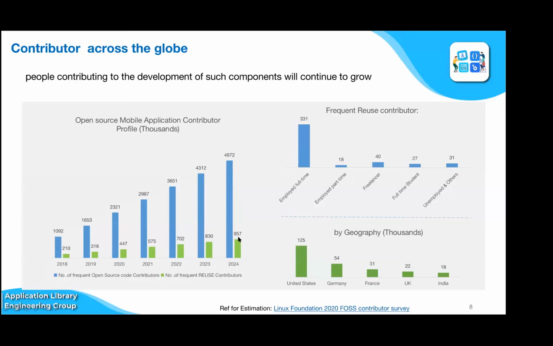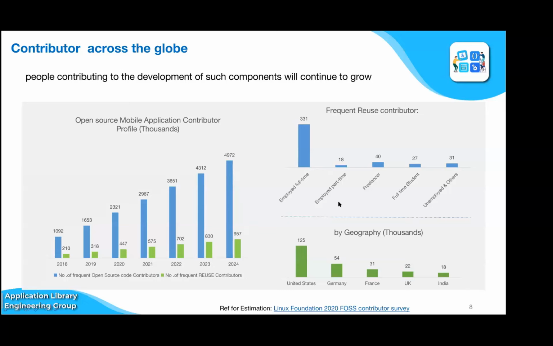So here I can see who the people creating these kinds of components are. Most of the people are full-time employees. Still, they are spending a lot of their good time creating very important, useful components, so that these are useful for them and also for the bigger community. I also looked at the geography of developers, where these developers are coming from.